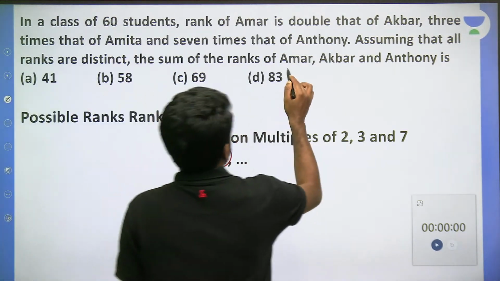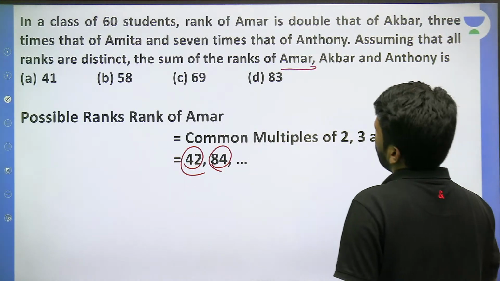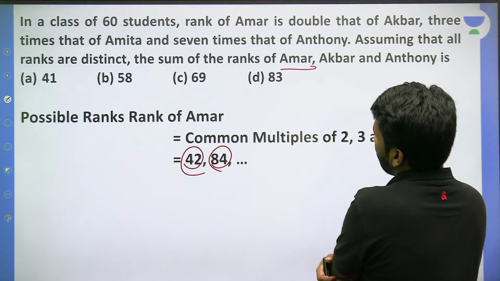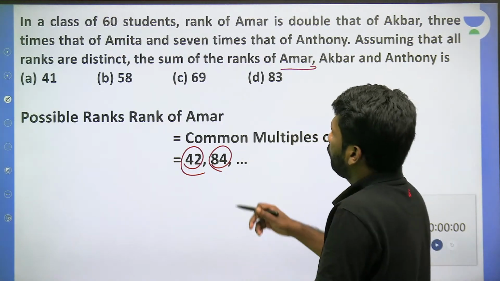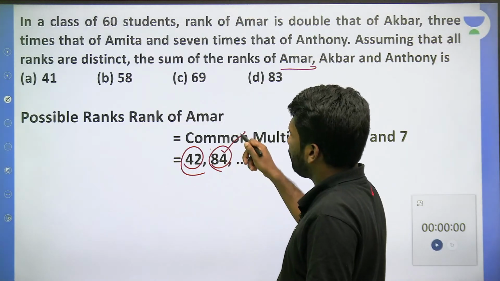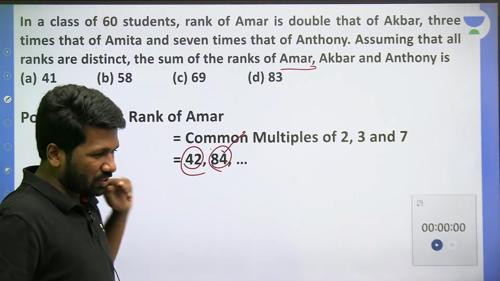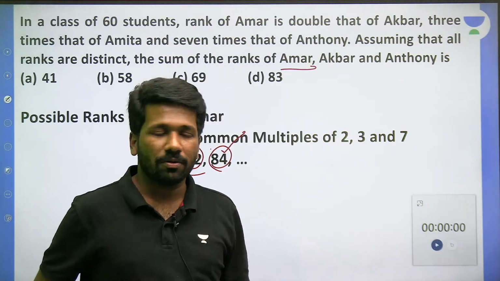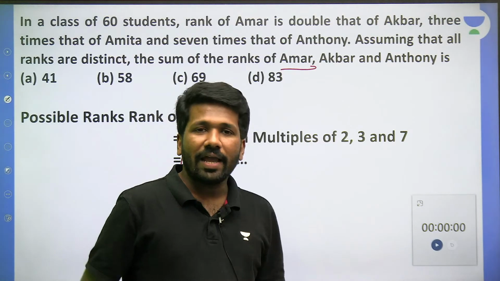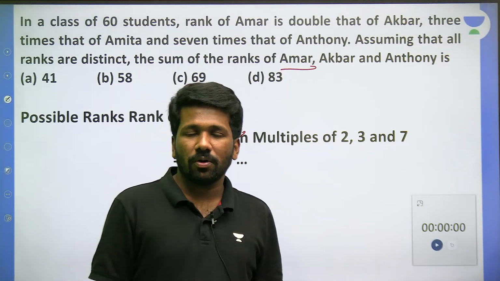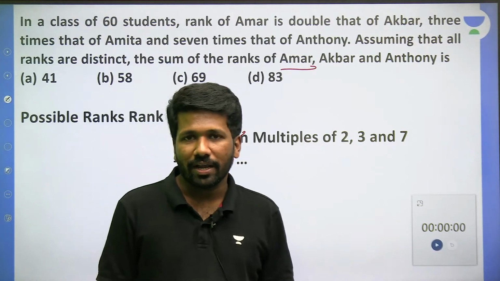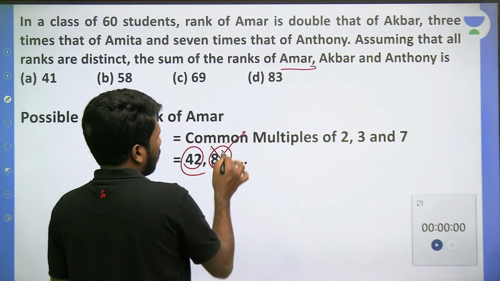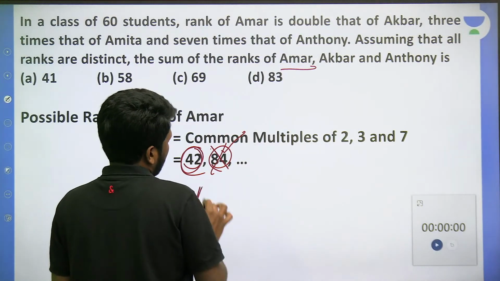We need to find the sum of the ranks of Amar, Akbar, Anthony. First of all, it cannot go above 42, because if 84 is Amar's rank, there are only 60 students. So the maximum rank possible is 60. So the rank will be 1 to 60 only. If only 60 people are in the class, 1 to 60 only can be the ranks. Rank 61, how is it possible? So definitely 84 or above is impossible. So we concluded that Amar's rank is 42.